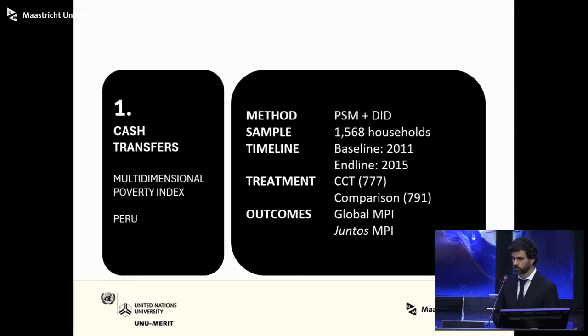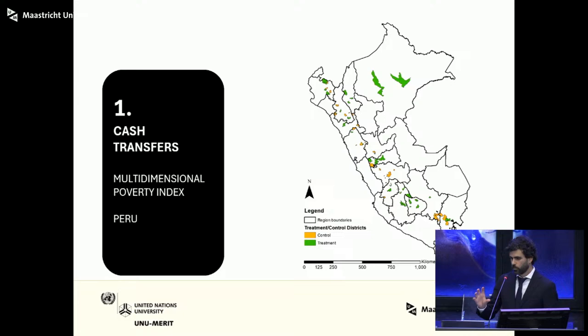We compared, in this case, two different multidimensional indices. One is the standard global multidimensional index, and the other is an index tailored to the theory of change of the program, to the objectives of the program. As you can see in the map here, we assign households in certain districts to receive the cash transfers, that is the treatment group, and other households in control or comparison districts where they didn't receive the cash transfers.